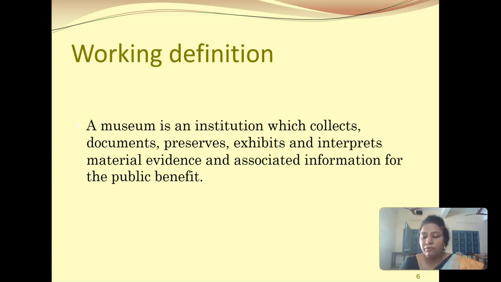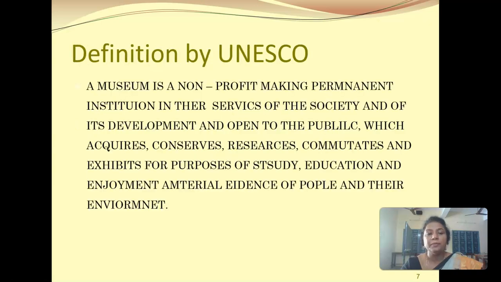But to give the working definition: a museum is an institution which collects, documents, preserves, exhibits, and interprets material evidence and associated information for the public benefit. Let me say it again. A museum is an institution which collects, documents, preserves, exhibits, and also interprets the material evidence which is associated with the information for the public benefit.